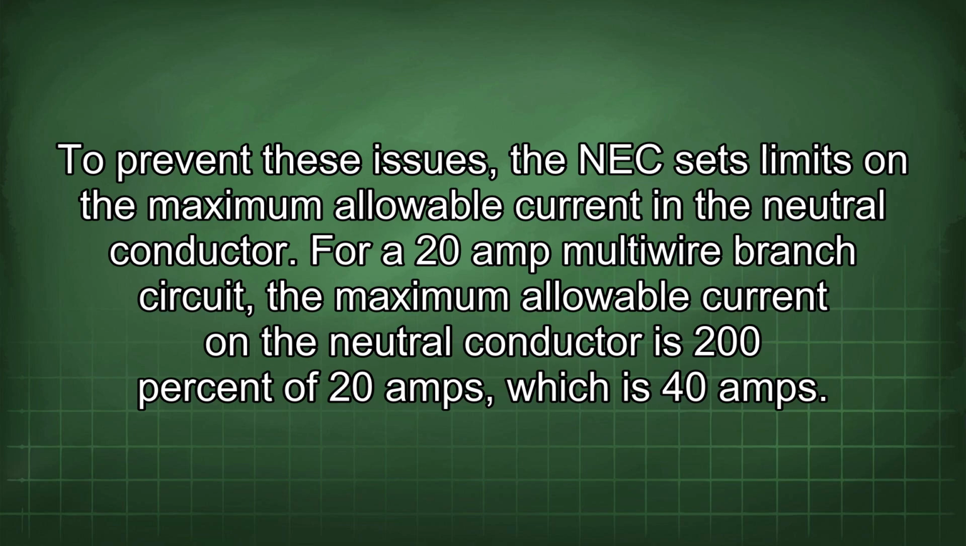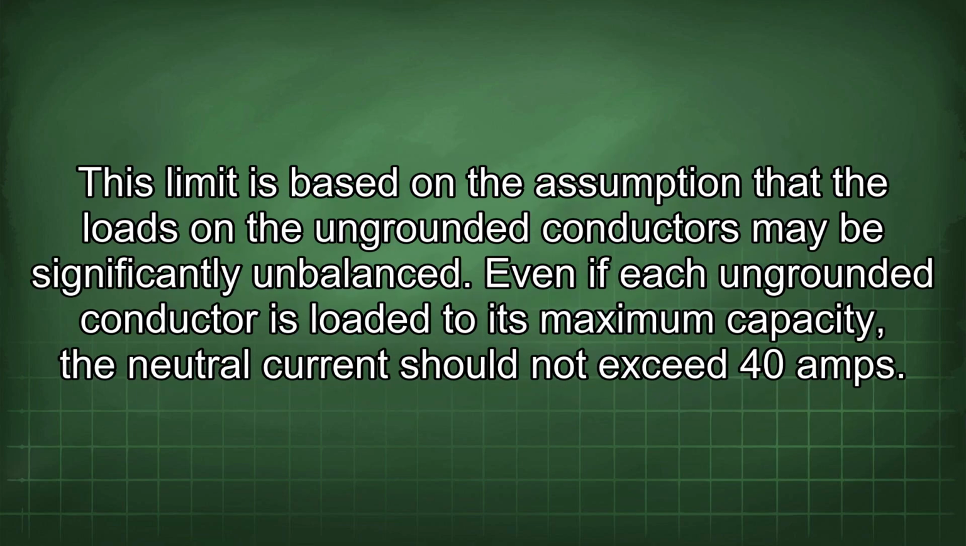For a 20-amp multi-wire branch circuit, the maximum allowable current on the neutral conductor is 200% of 20 amps, which is 40 amps. This limit is based on the assumption that the loads on the ungrounded conductors may be significantly unbalanced. Even if each ungrounded conductor is loaded to its maximum capacity, the neutral current should not exceed 40 amps.